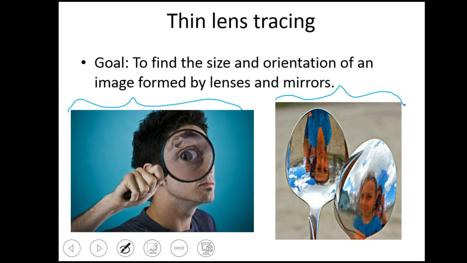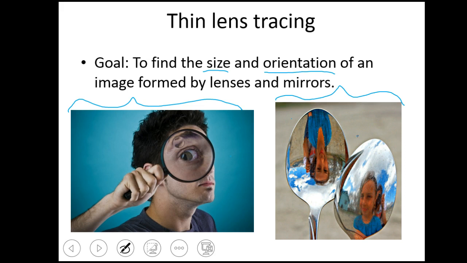And so our goal is to find not only the size, but the orientation of an image that's formed either by a lens or by a mirror, because lenses and mirrors can do these funny things, right? They can make things seem bigger than they are, or they can even, like funhouse mirrors, make things different shapes, or even turn them upside down in special circumstances.